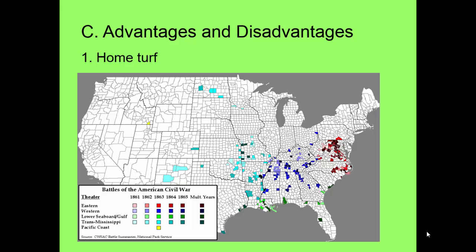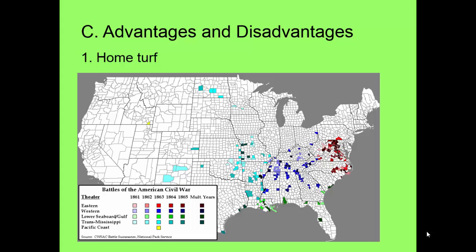Next, advantages and disadvantages. This section is all about who should win the war and why. Who has more advantages? The first one is home field advantage. The war is primarily, as you can see on this map, which shows battles by county, going to be fought in the South.